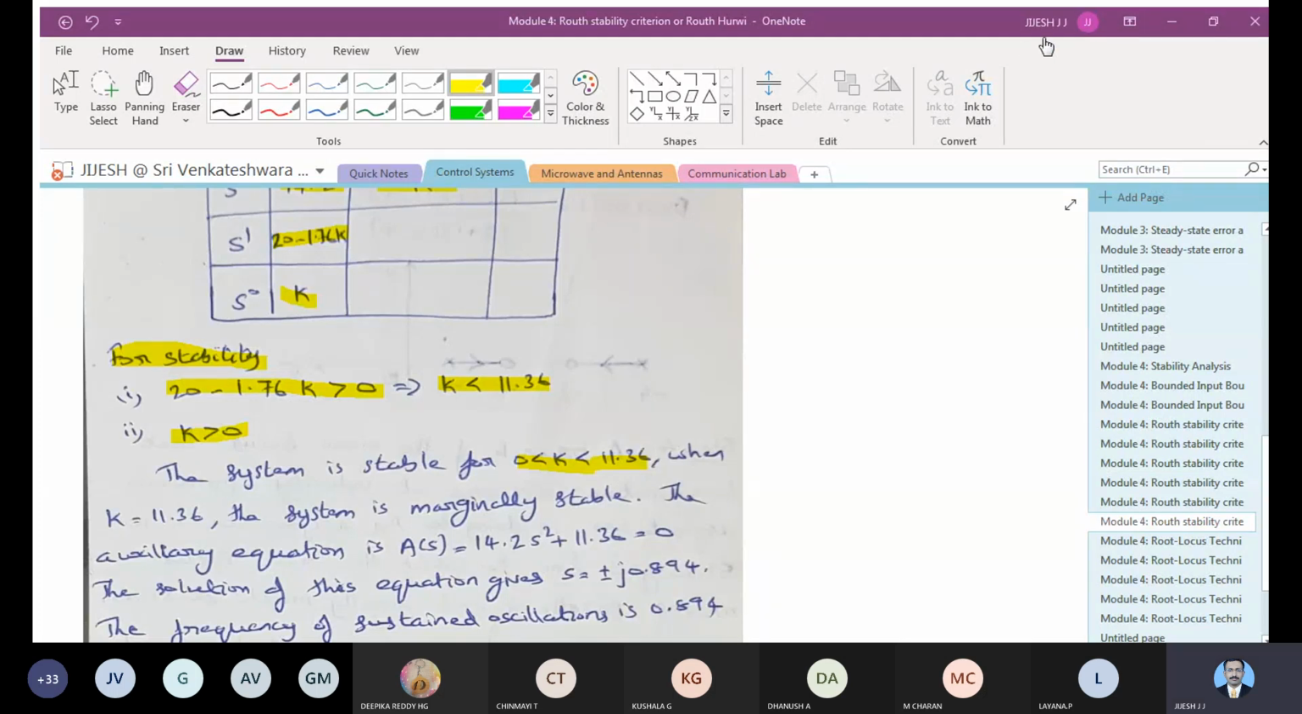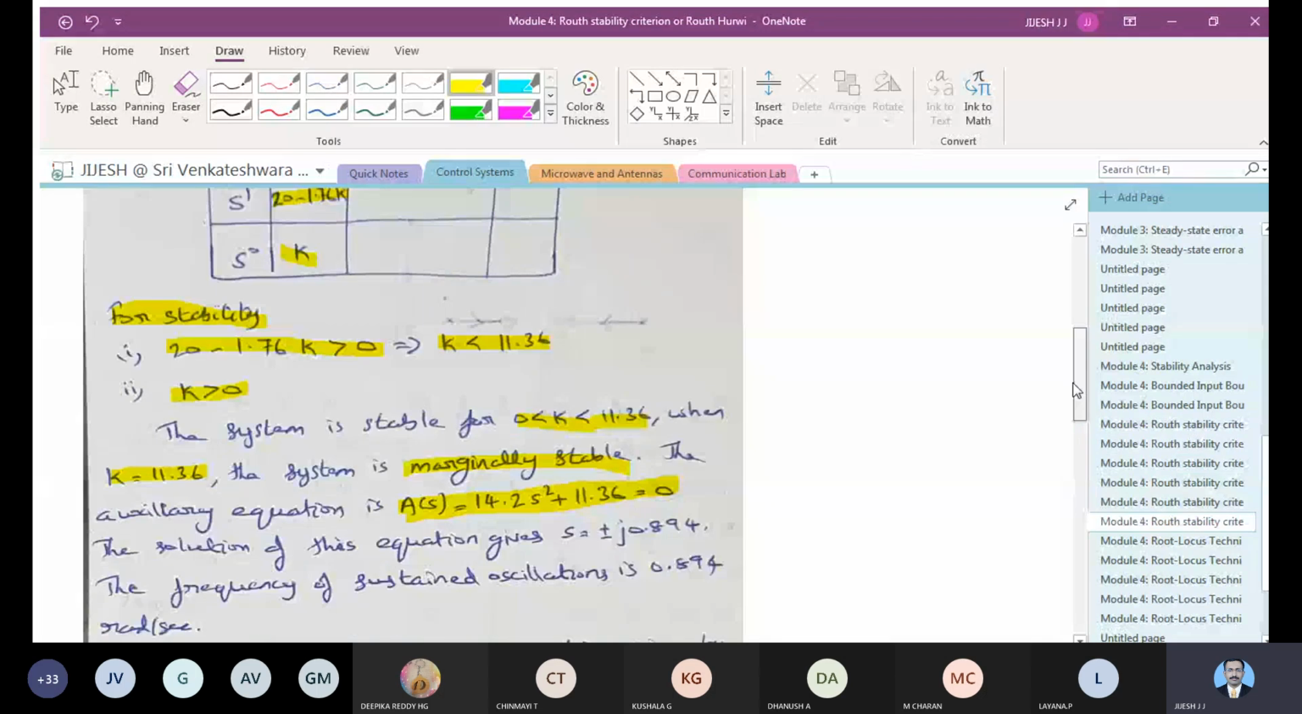So you'll get it as 0 less than k less than 11.36. When k is exactly 11.36, the system should be told as marginally stable. And the auxiliary equation will come as you have seen. What will happen? The entire row will become 0 when it is 11.36.